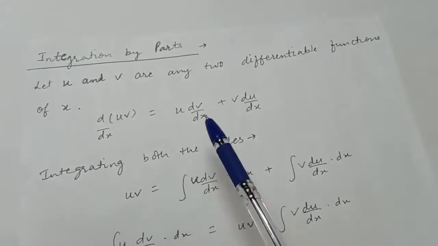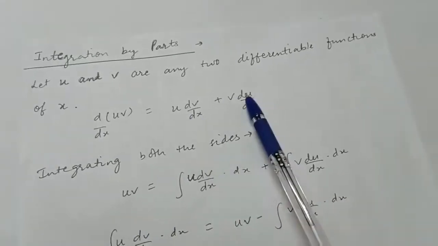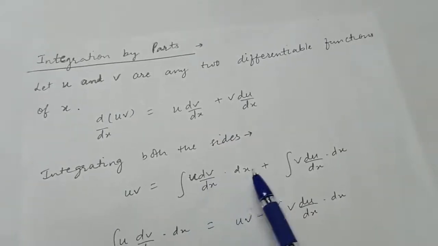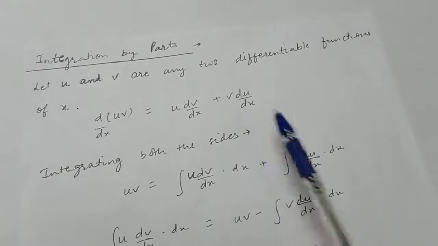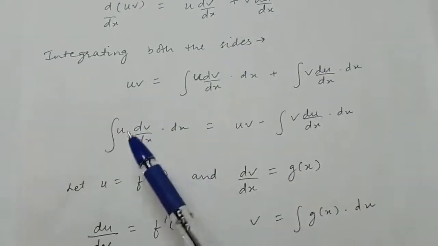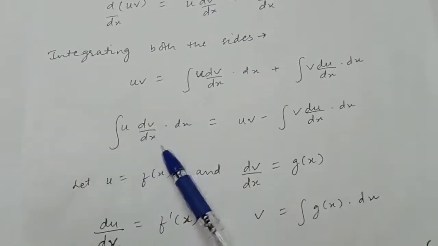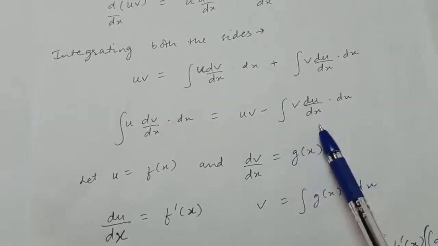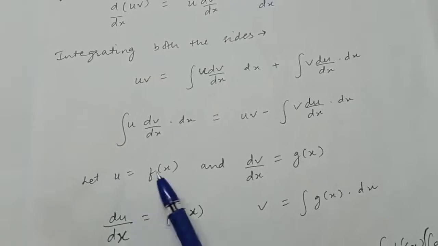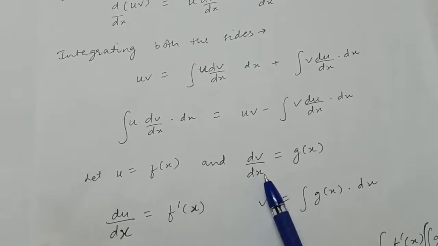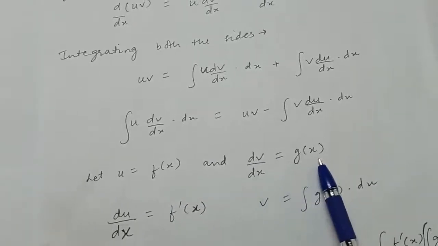equal to the integral of u into dv by dx into dx plus the integral of this function. Now take this integral on this side, then you will get integral of u into dv upon dx is equal to uv minus integral of v into du upon dx. Now because u is a function of x, let u equal f(x) and the derivative of v with respect to x equal g(x), right?